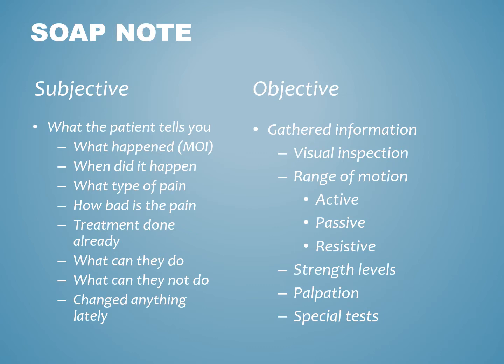This section can include what happened, so the mechanism of injury, when it happened, what type of pain they're experiencing, how bad the pain is at the time of the evaluation, as well as at the time of injury, treatment done already, what they can and cannot do, and anything that has changed lately. The objective portion documents information that the athletic trainer gathers during the evaluation, such as range of motion, strength levels, patterns of pain via palpation, etc. This section includes the following.